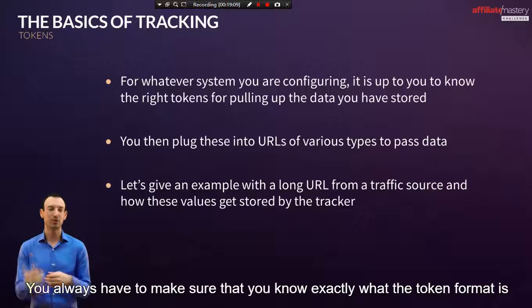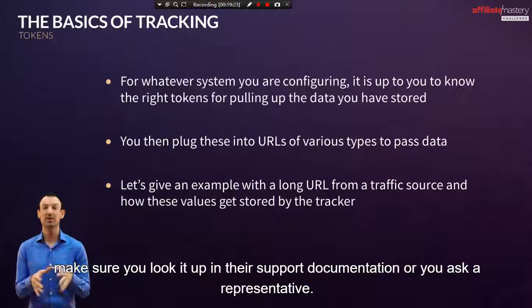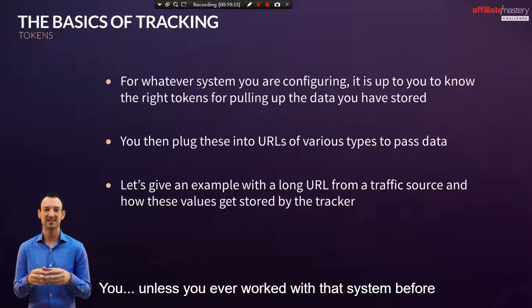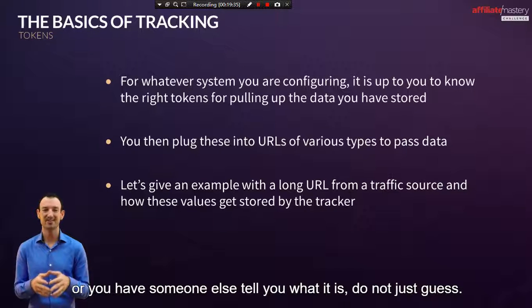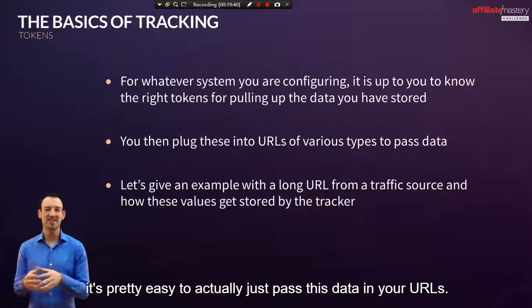So you can't get away with just using tokens that are familiar to you. You always have to make sure that you know exactly what the token format is for any system you work with. If you join a new traffic source, a new network, or an ad network, for example, make sure you look it up in their support documentation, or you ask a representative. Don't just assume it's going to be this or that, because you don't know. Unless you've worked with that system before, or you have someone else tell you what it is, do not just guess.